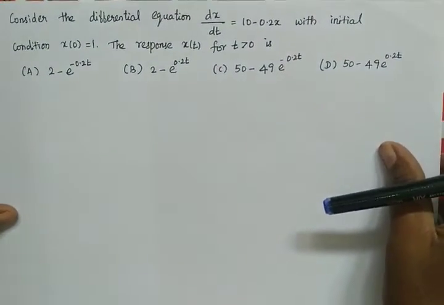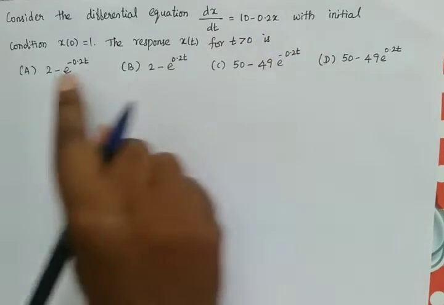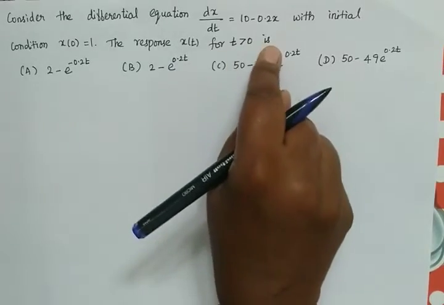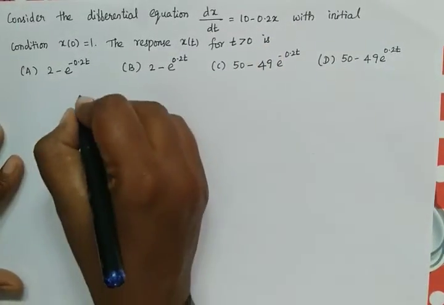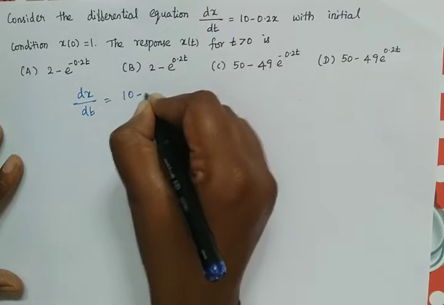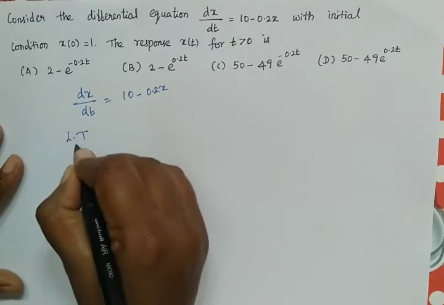Consider the differential equation dx by dt is equal to 10 minus 0.2x with initial condition x of 0 equal to 1, and the response x of t for t greater than 0 is, and these are the options given. Now in the question they have given dx by dt equal to 10 minus 0.2x. Now what we have to do is take the Laplace transform of this.